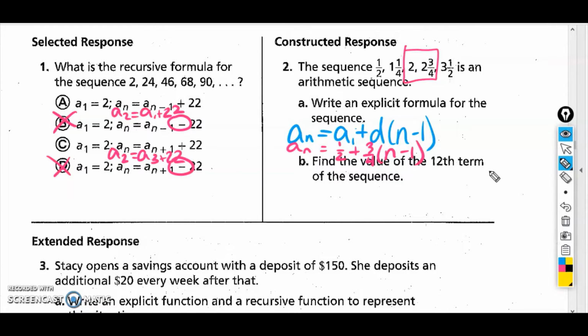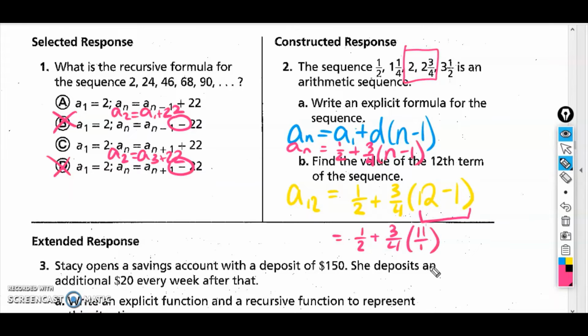It says find the value of the 12th term of the sequence. So I want to know what's the 12th term. It would be 1/2 plus 3/4 times n minus 1, and since I'm looking for the 12th term, 12 is my n, so it'd be 12 minus 1. Our order of operations says you're supposed to do your grouping symbols first, which would mean 12 minus 1 would be the first thing you would do. So 1/2 plus 3/4 times 11, since 12 minus 1 is 11. If you need to write that as a fraction so it's easier to do, we're going to multiply the tops together, multiply the bottoms together. Order of operations says that you must multiply before adding.